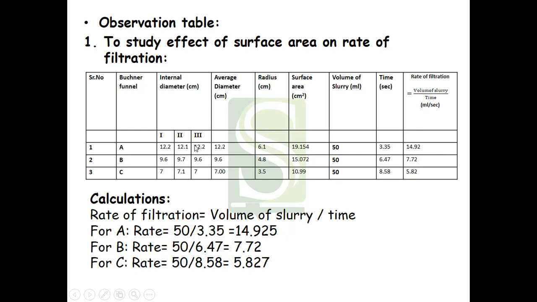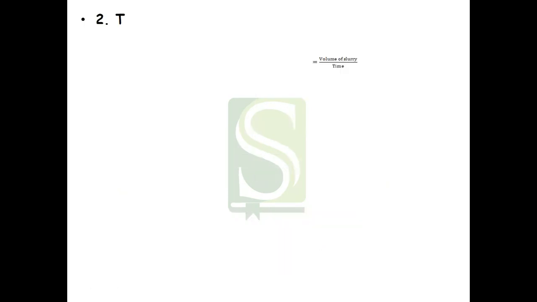So by mere observation you can tell that this particular rate of filtration is the highest. If you look back, it has got the highest surface area. This rate of filtration is the least. Why? Because the surface area here is the least. So directly from this observation we conclude that with an increase in surface area the rate of filtration is going to increase, right?